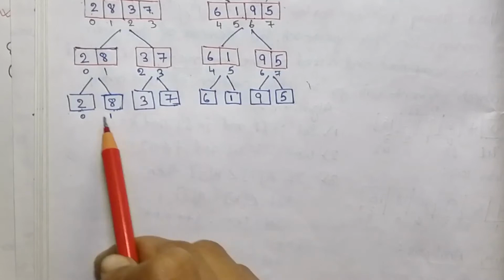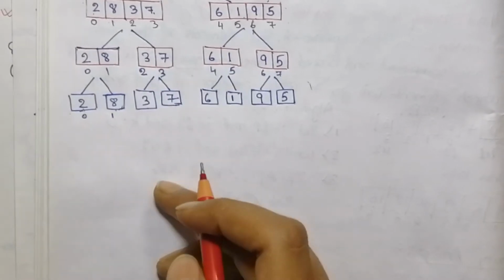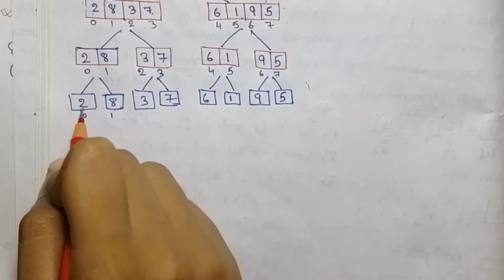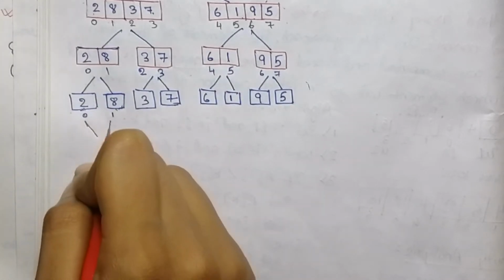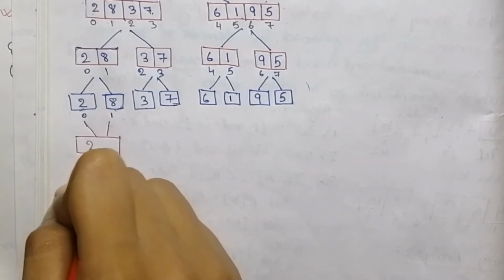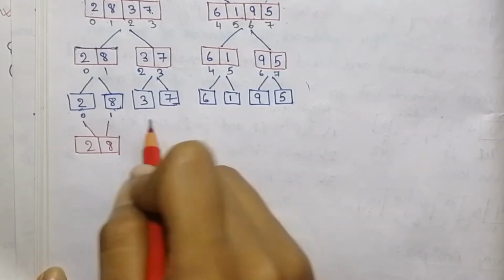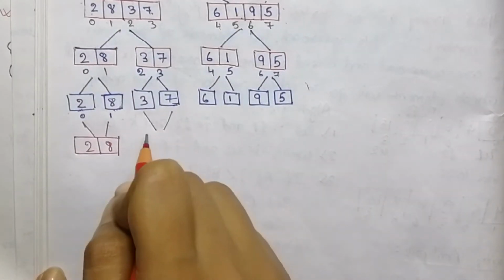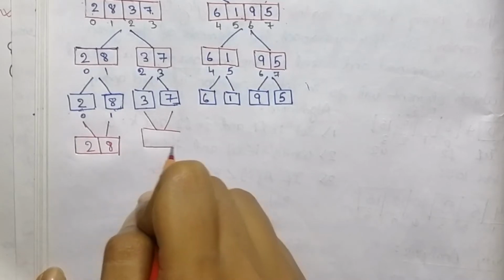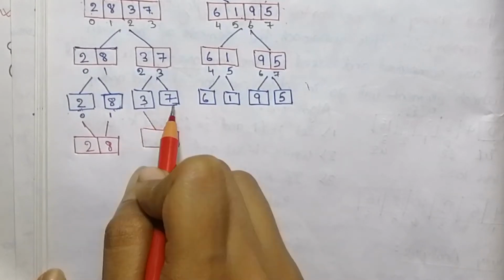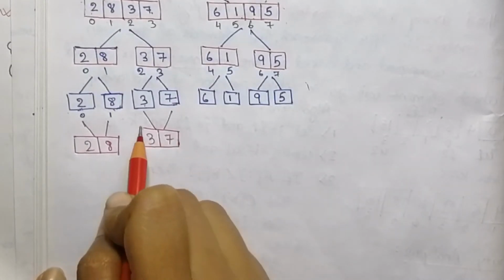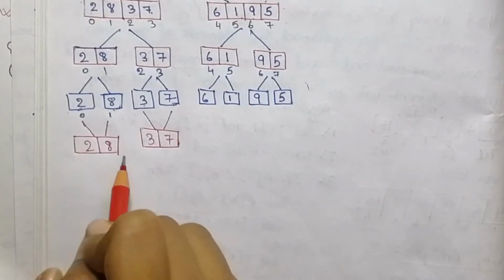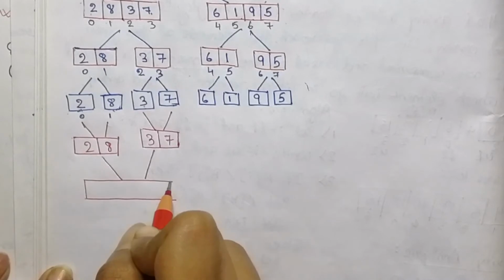Now we will combine these sublists by sorting the elements. So the first element is 2 and the second one is 8. There is no need of sorting, so this will stay like that only, 2 and 8. Now these 2 sublists will be combined. Here also 3 is smaller and 7 is greater, so it will be stored like this. This is a sorted sublist, this is also a sorted sublist, right?